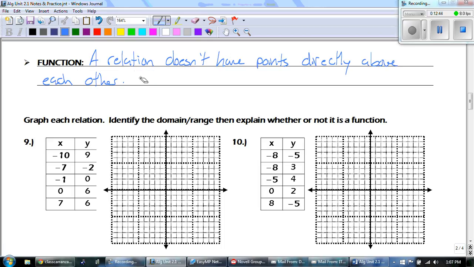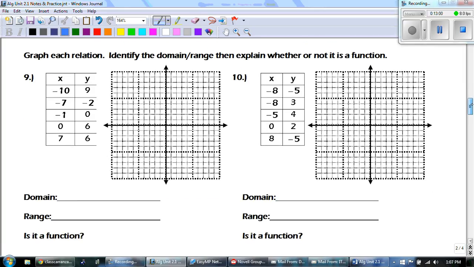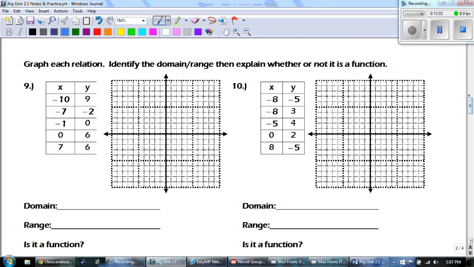And, sorry, we're going to figure that out by using the vertical line test, okay? So let's go ahead and graph the points and then figure out if it's a function or not. Okay, we have to identify the domain and range and then decide if it's a function or not.